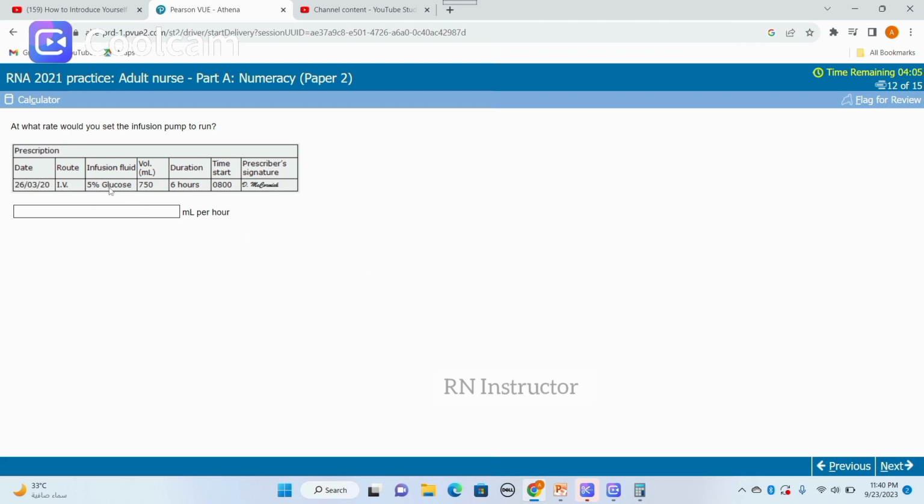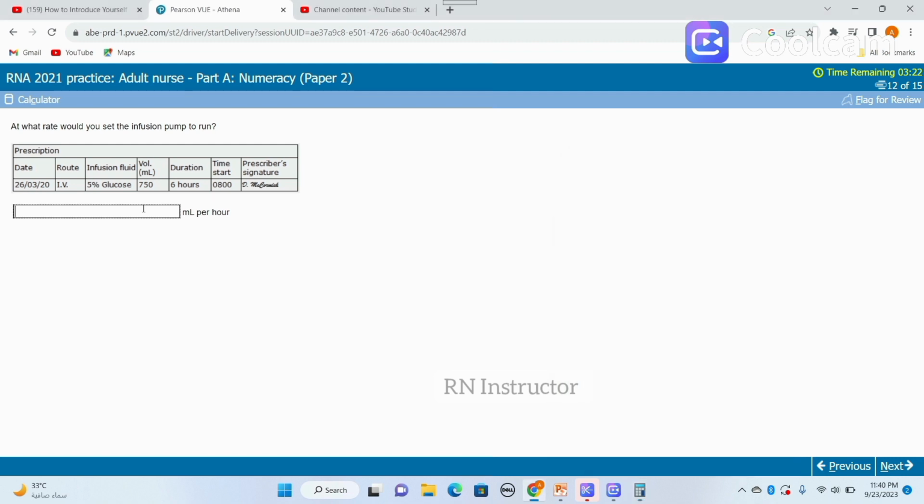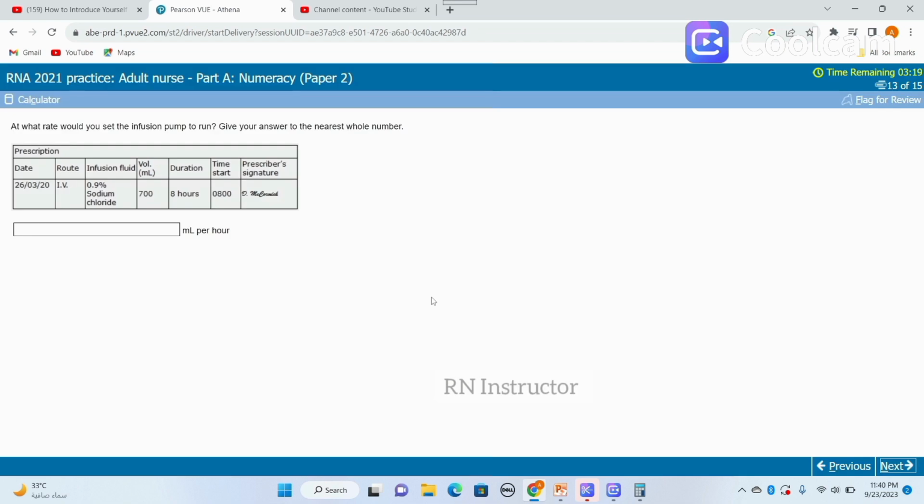Here 5% dextrose, what would you set the infusion pump to run? So 750 ml to be given for 6 hours. Here the formula we are going to apply is total volume of fluid to be given divided by hours. There are no minutes, and also we are not going to multiply with anything. So 125 ml per hour we are going to administer to the patient.